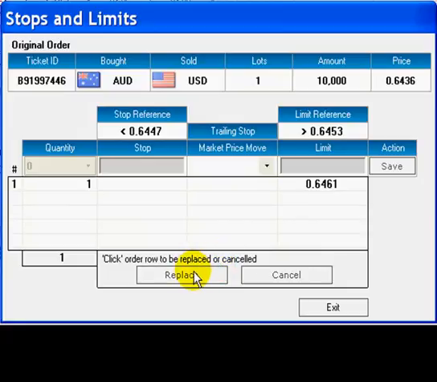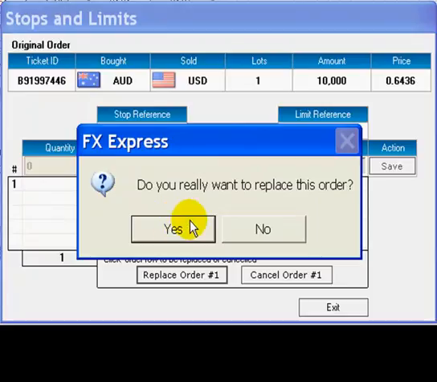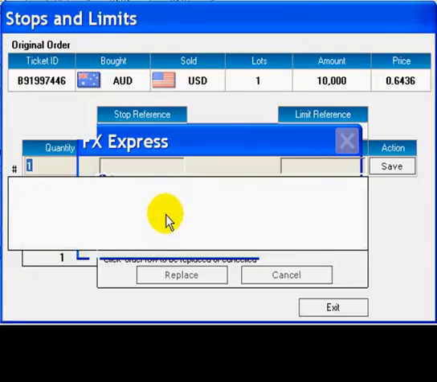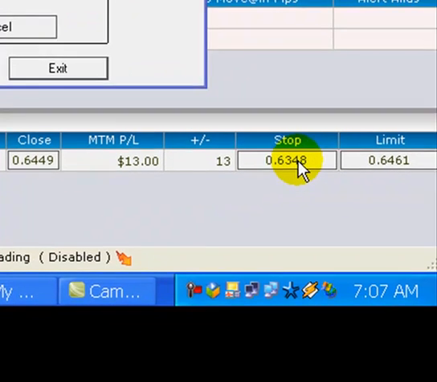I'm going to place this, place order, yes. 348. Save that trade there. And there we've got our stop in.